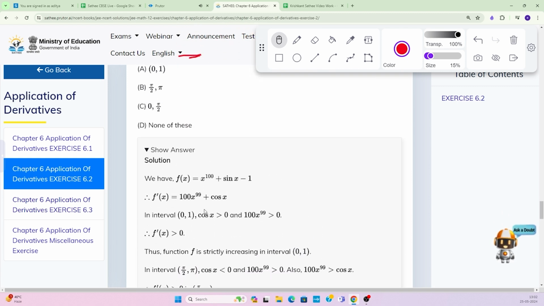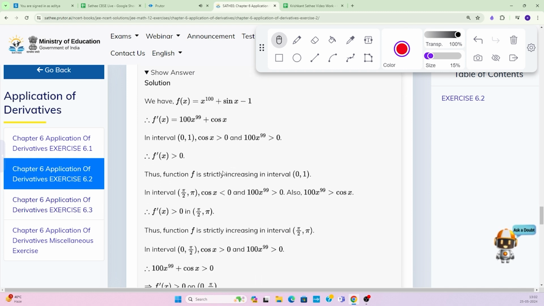Now in the second option, the open interval pi by 2 to pi. If you draw the graph of cos, from pi by 2 to pi it is decreasing in this interval, so the output is negative. But 100 x power 99 will be positive, and one thing is very clear, this will be much greater than cos x. So this means it's still positive.